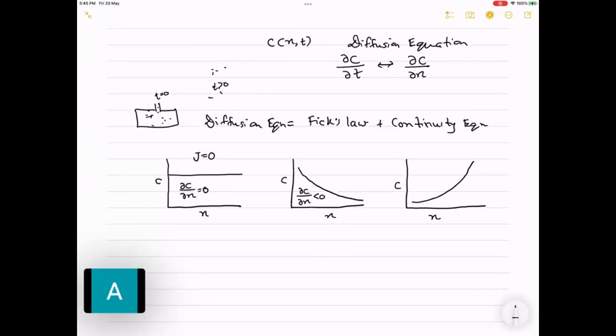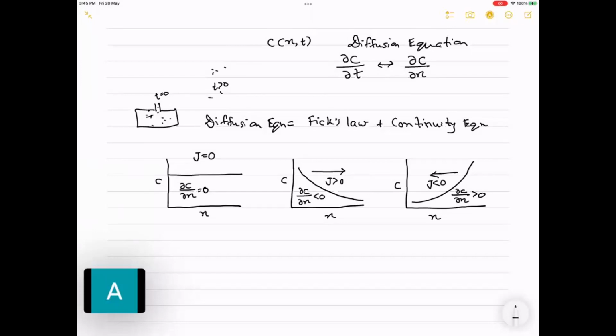What will be the net direction of J in this case? Positive. In this case, we can see that the flux will be directed in this direction, and therefore J will be positive. The value of delta C by delta X in this case is positive. What will be the net direction of the flux in this case? It will be in this direction, and the value of J will be negative.